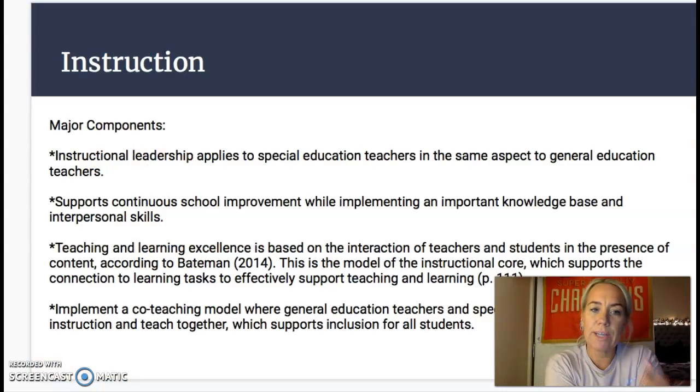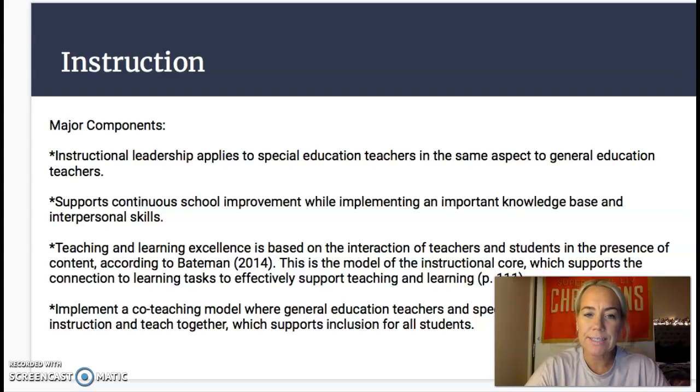For instruction, the major components. Instructional leadership applies to special education teachers in the same aspect as to general education teachers. It supports continuous school improvement while implementing an important knowledge base and interpersonal skills.